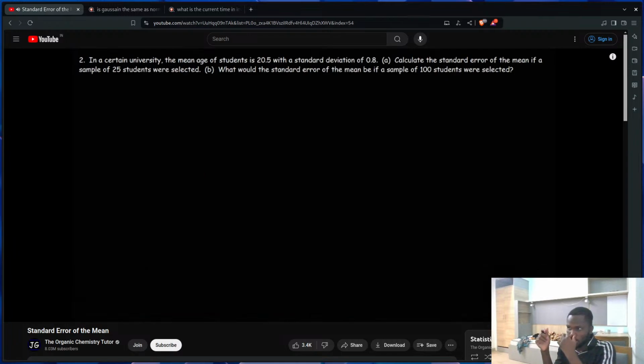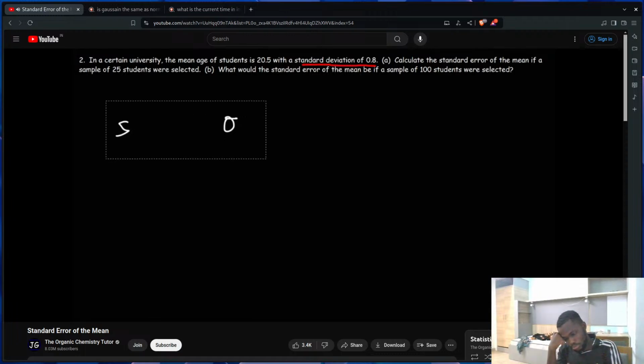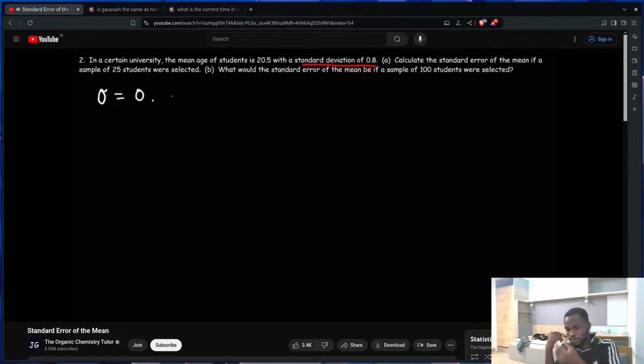Part A. Calculate the standard error of the mean if a sample of 25 students were selected. Now, what type of standard deviation do we have in this problem? Because there's 2 types. There's the standard deviation of the sample and the standard deviation of the population. 0.8 is the standard deviation of all the students in this university. So that is the standard deviation of the population, and it's represented by the symbol sigma.